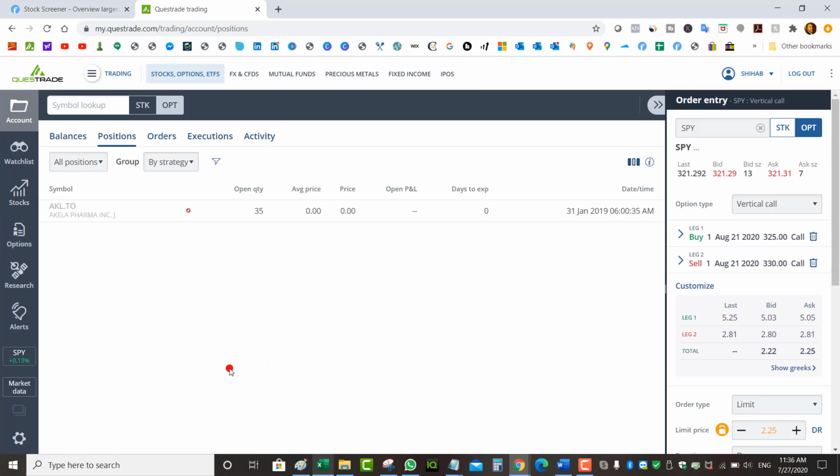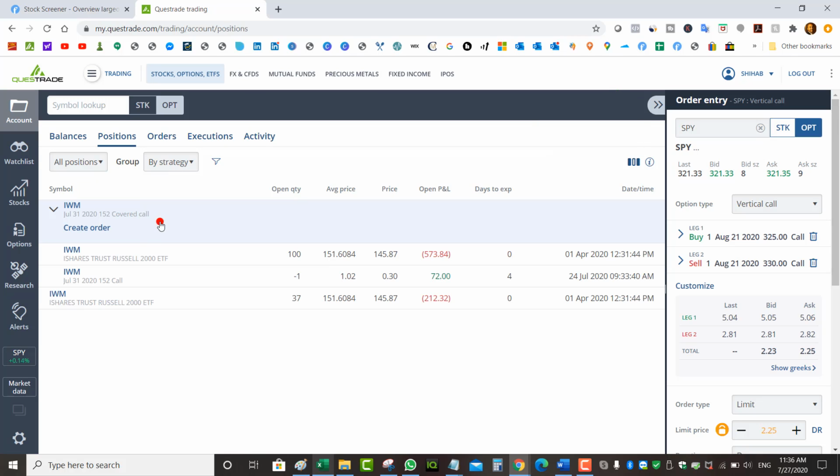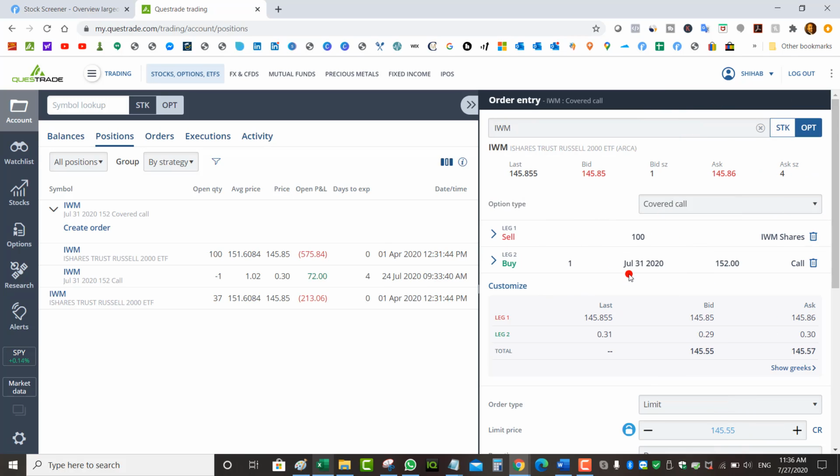And once it gets filled, you'll see it in your positions tab. And if you want to sell it or close the trade, simply make sure that you're grouped by strategy over here. You're going to have a create order button, which I can show you in a different account. So you'll have this create order button only if you're grouped by strategy. So if your strategy is a debit spread, it'll say debit spread over here instead of covered call. You click create order. It'll automatically give you the closing entry for this trade.